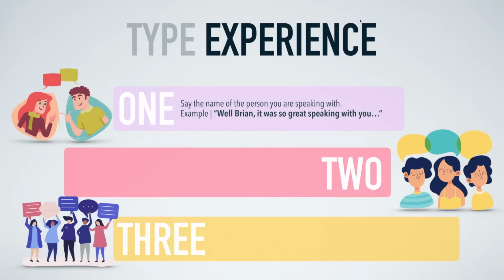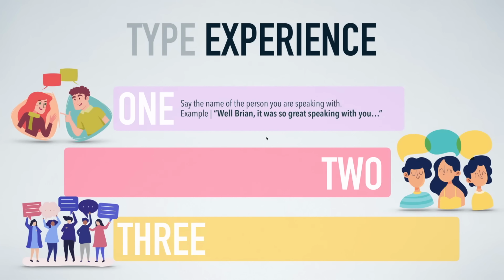So if you're having a conversation and the focus of your conversation was an experience, right? Let's say maybe you were actually at a seminar that I gave and you walked up to me and we started talking about one of my story times, right? We started talking about my experience and then you told me about your experience and we went back and forth. How do you end that type of conversation? Well, one way is you say the name of the person you are speaking with. For example, well, Brian, it was so great speaking with you.